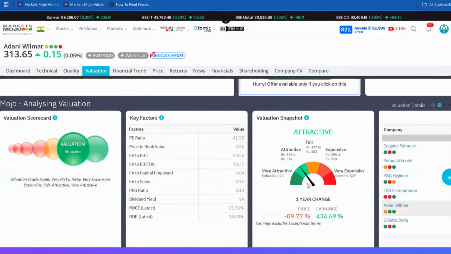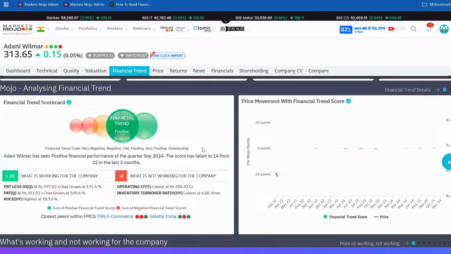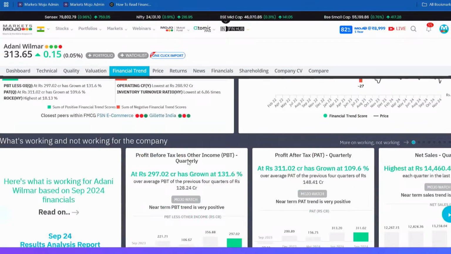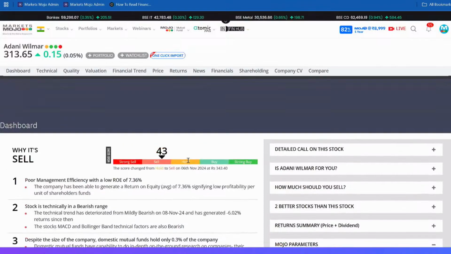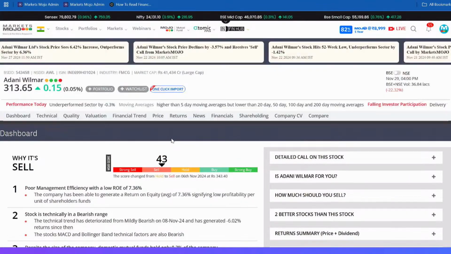This is a very nice snapshot over here. You can see till 314 it is attractive. After that, it gets fair. Then there's the financial trend over here, how the financial trend has improved. And lastly, technicals, which you see on top. So the four dots are like traffic signals for you, where you can go about looking at a stock and taking a quicker action.